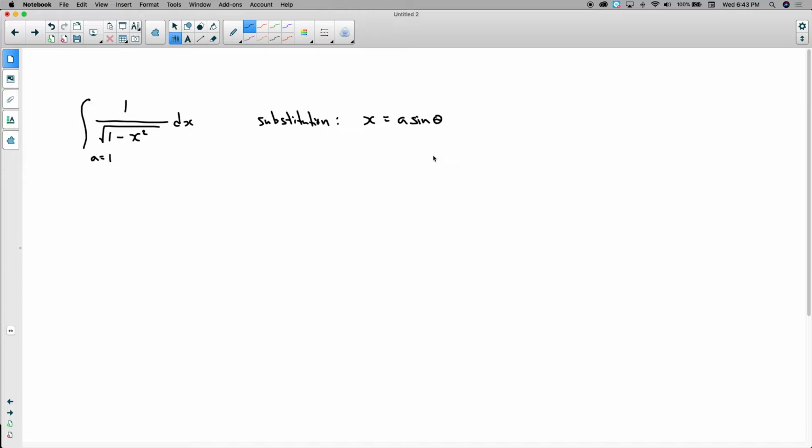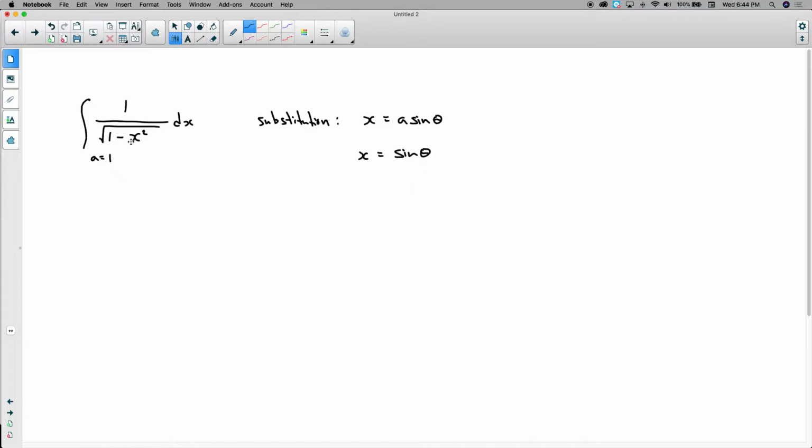It's not a u-sub. It's not integration by parts. It's replacement of the variable x. And it always comes in this form, a sine theta. So you do need to know what a is. So our substitution is going to be x equals sine theta.